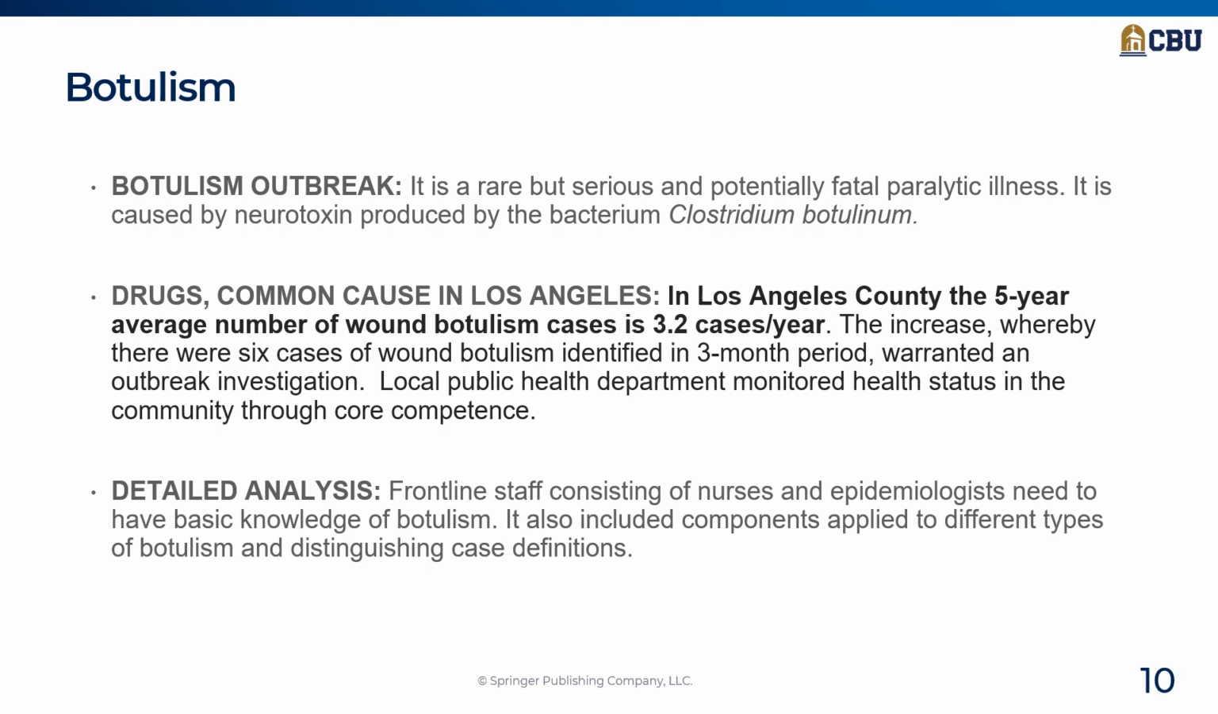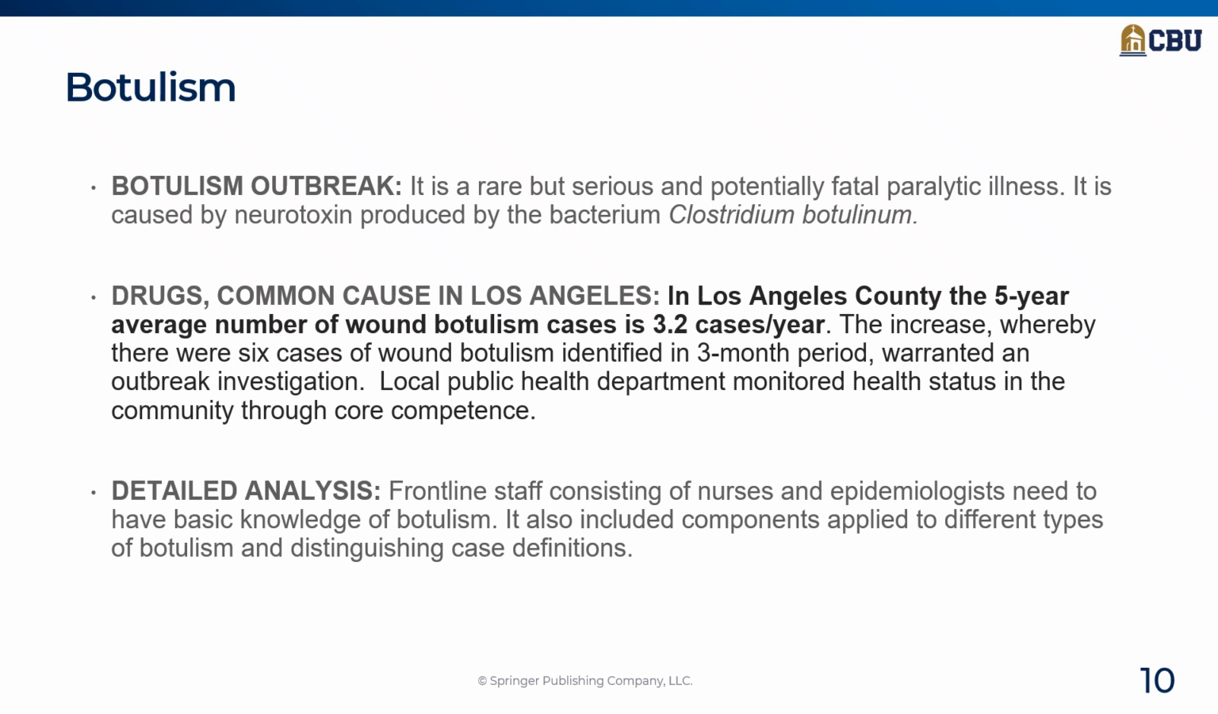For frontline staff like nurses and epidemiologists, this requires foundational knowledge. They must recognize the signs and symptoms, conduct surveillance and data analysis, identify epidemiological risk factors, understand appropriate laboratory testing, and implement preventive measures immediately. Importantly, they must also distinguish between the different forms of botulism, which would be wound, foodborne, adult intestinal, and infant botulism. At the supervisory level, public health leadership plays a strategic role.